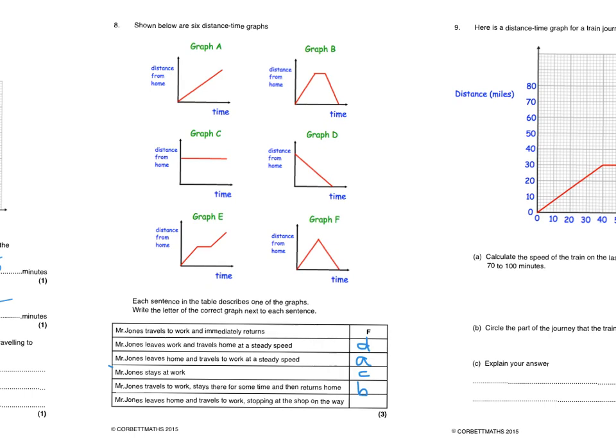Which means the last one must be E, but let's just check it. Mr. Jones leaves home, he travels to work, stopping at the shop along the way. Okay, so he's at home, he leaves, this must be the shop, and then he goes and he finishes up at work. So that's right, that's E.